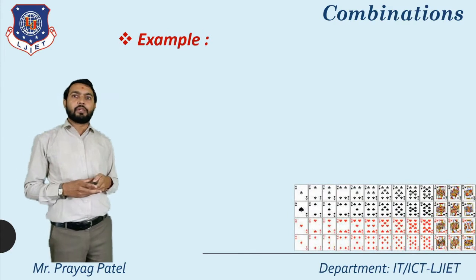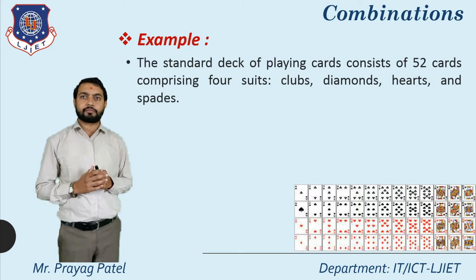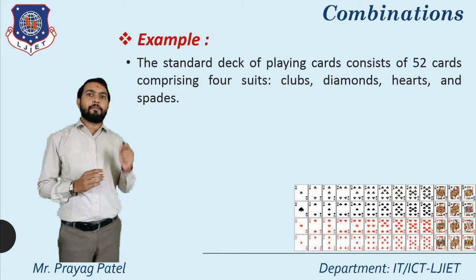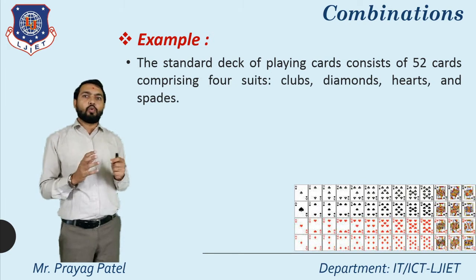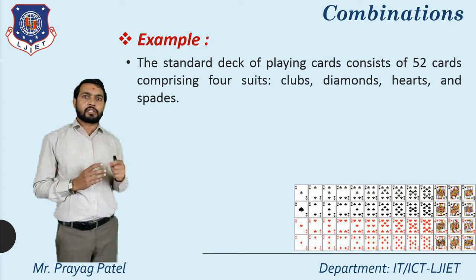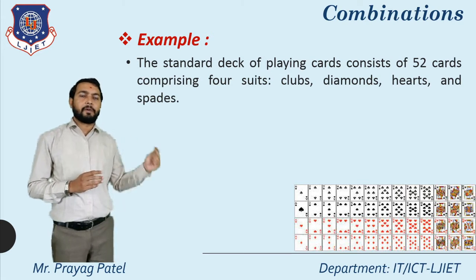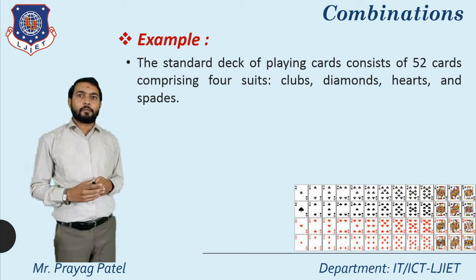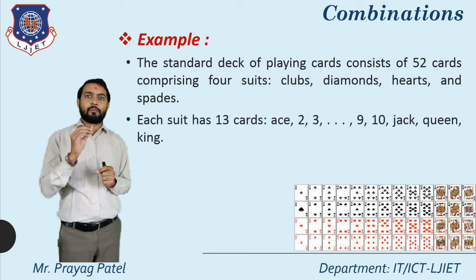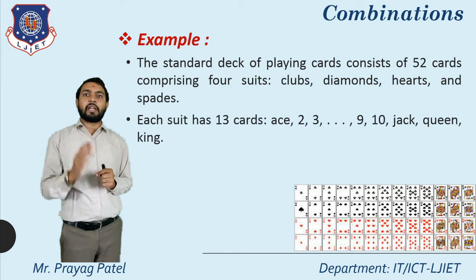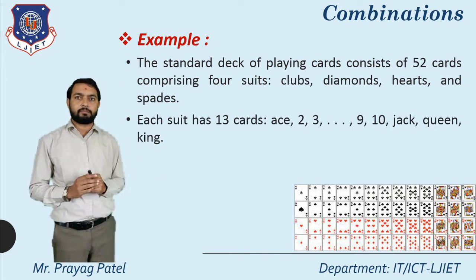Now here an example of the combination is, we can say the first example: a standard deck of playing cards consisting of 52 cards. Here 52 cards of 4 types. First is clubs, then diamonds, then hearts and spades. So all 4 types of card are available. Now for each and every type, for example, for the clubs, we have 13 cards. For the diamonds, we have 13 cards, like this for all the 4 types.